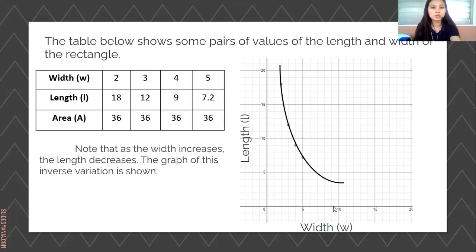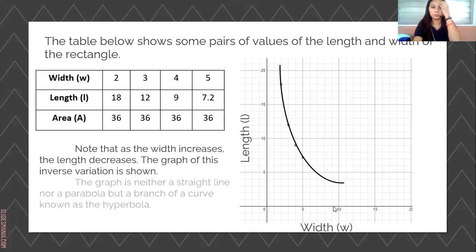So, note that as the width increases, the length decreases. The graph of this inverse variation is shown. Ayan po siya. So, the graph is neither a straight line nor a parabola, but a branch of a curve known as the hyperbola po. Okay? So, hindi siya parabola, hindi rin siya straight line, but a branch of a curve that is known as the hyperbola po.